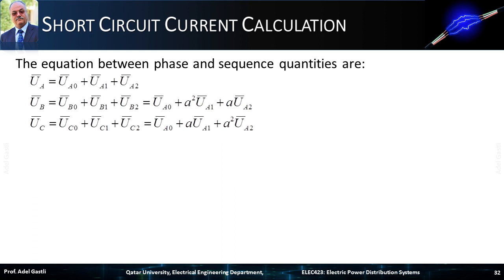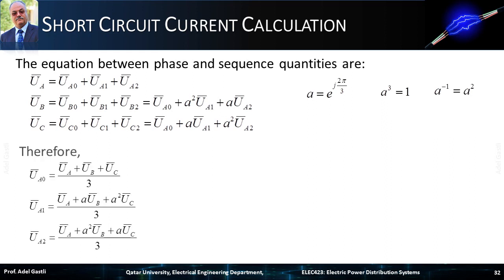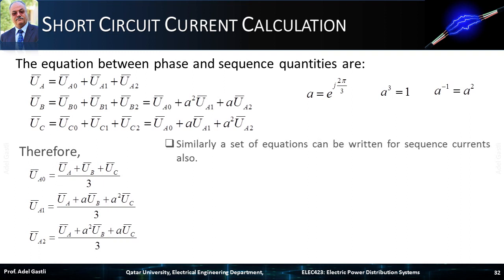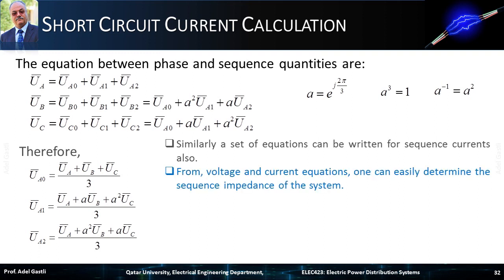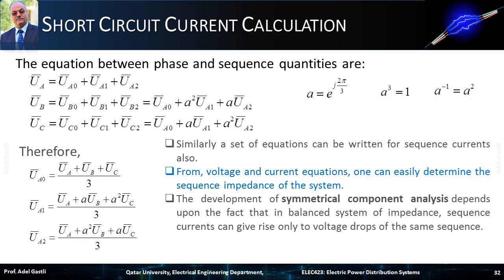Here are the phase voltage expressions, where A is a 120 degrees phase shifting vector. Therefore, line voltages can be expressed as shown here. Similarly, a set of equations can be written for sequence currents also. From these voltage and current equations, one can easily determine the sequence impedance of the system. The development of symmetrical component analysis depends upon the fact that in a balanced system of impedance, sequence currents can give rise only to voltage drops of the same sequence.